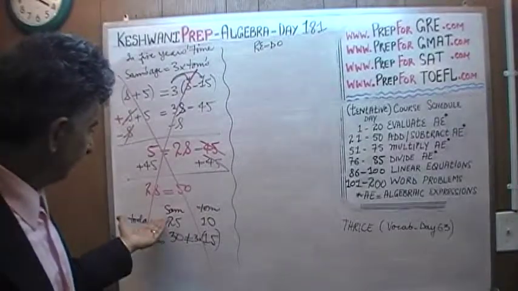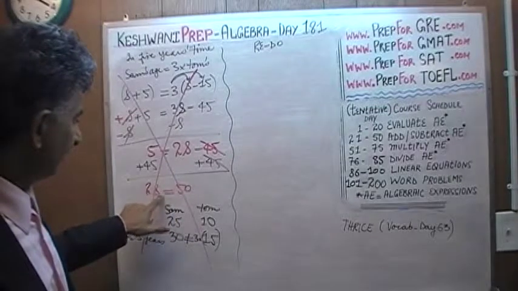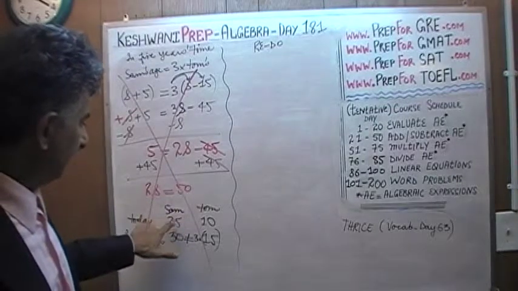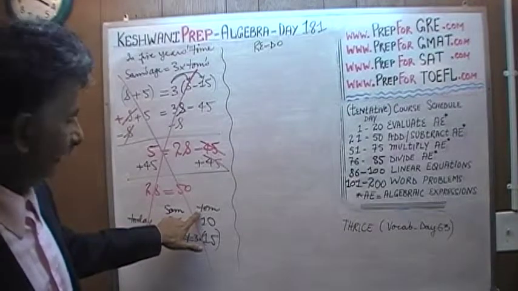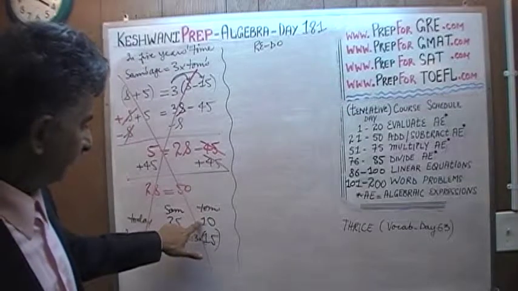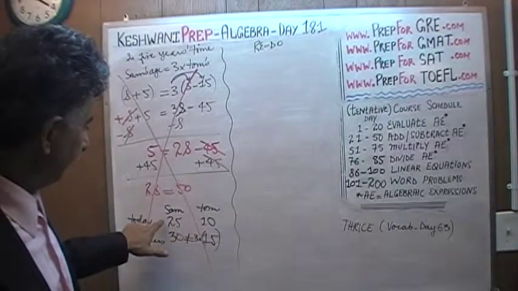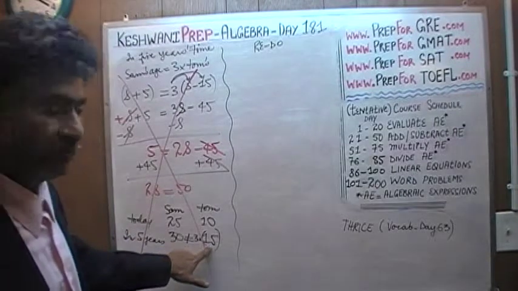5 years from now, if he's 25 today, which is what we found, 2S equals 50, which means S must be 25. Sam is 25 years old. Tom, we are told, is 15 years younger than Sam. So if Sam is 25, Tom has to be 10. In 5 years' time, Tom will be 15, and Sam, who is 25 today, will be 30. 30 does not equal 3 times 15.